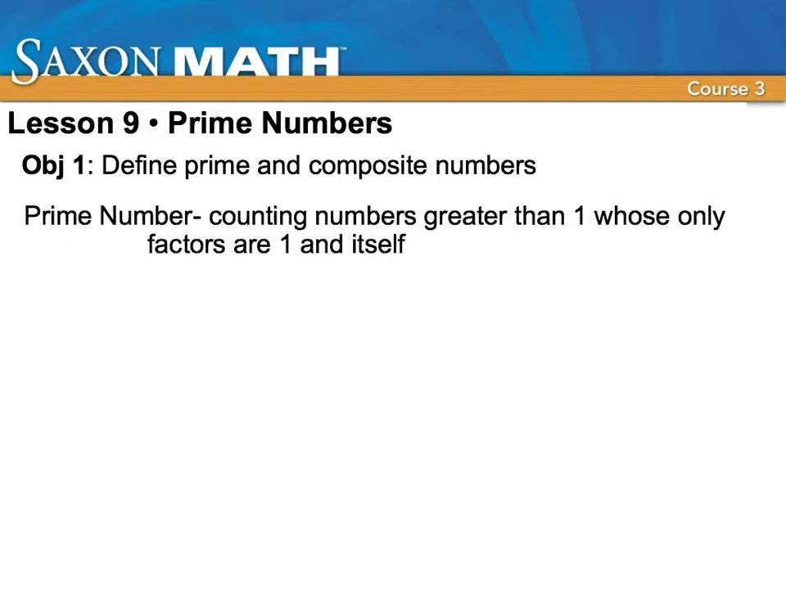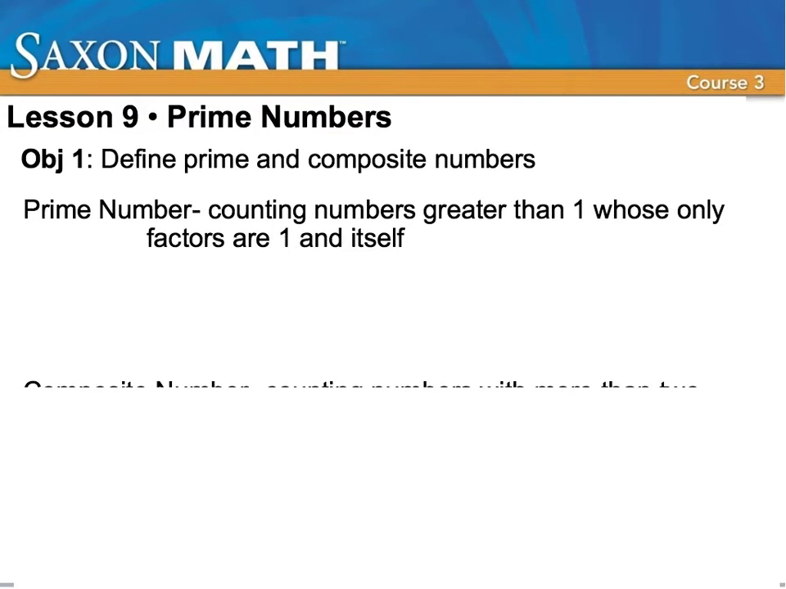First of all, prime numbers. A prime number is a counting number greater than 1 whose only factors are 1 and itself. So for example, the number 5. 5 is a prime number because the only way I can multiply numbers together to get 5 is 1 times 5. It's the only way I can multiply to get 5.